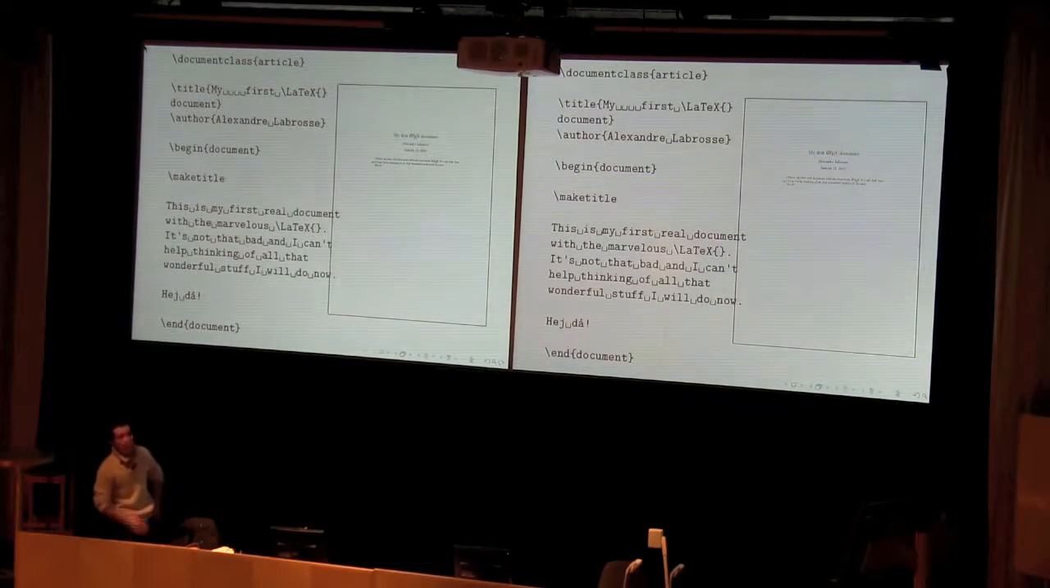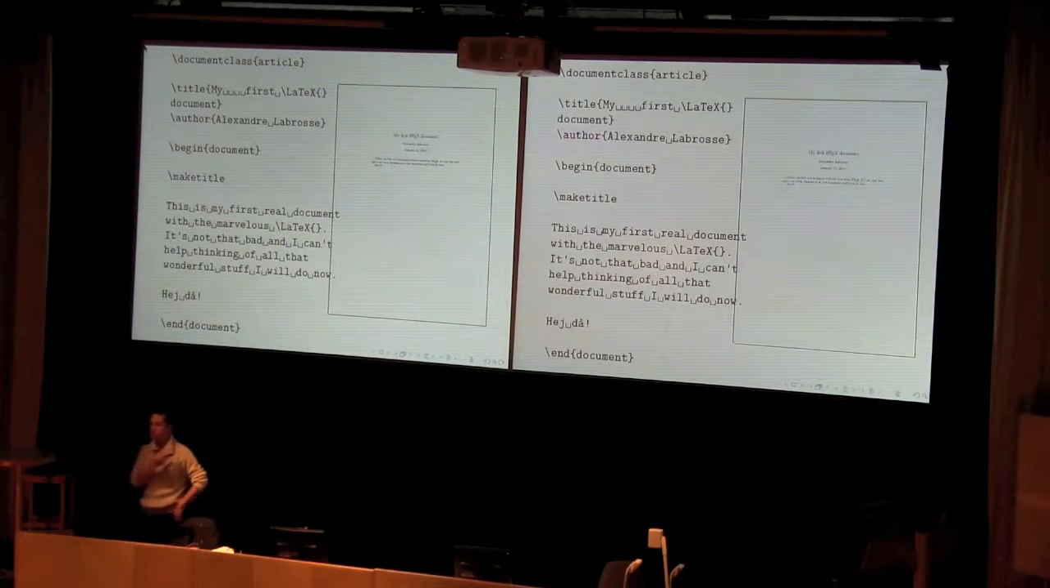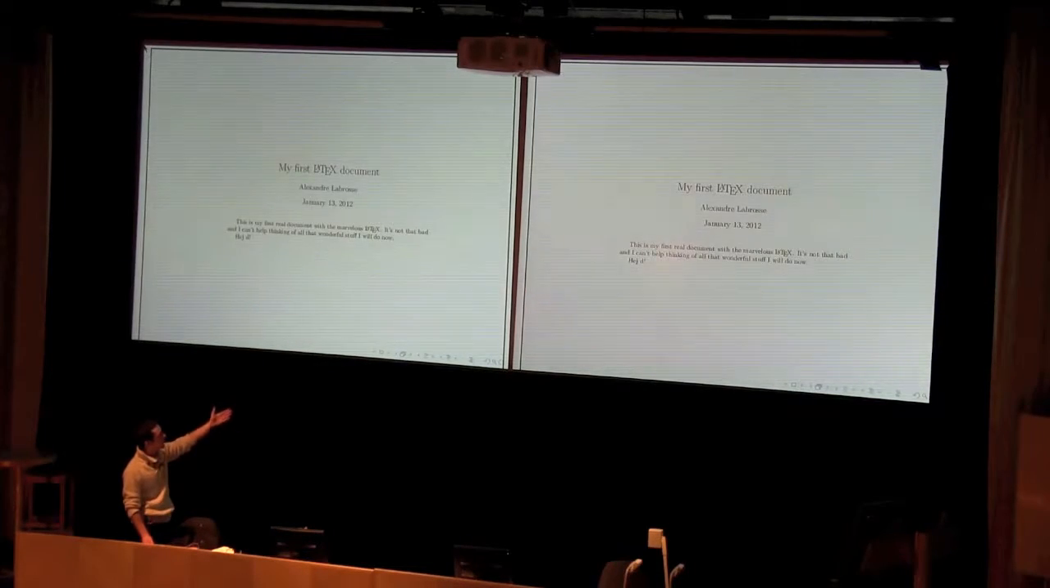This is the only command we don't understand here. Do we agree about that? We understand all the commands, but we don't understand make title. In fact, make title just makes use of what title and author have done before. So title and author prepare something, and when I use make title, it just prints my first LaTeX document and my name and the date.